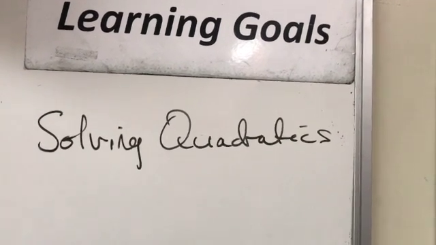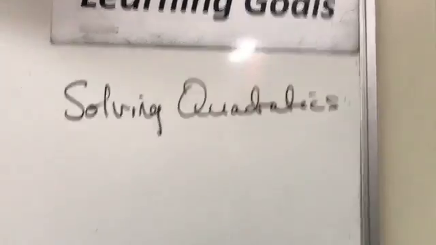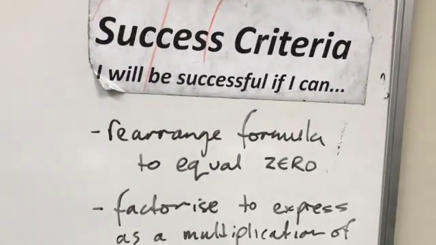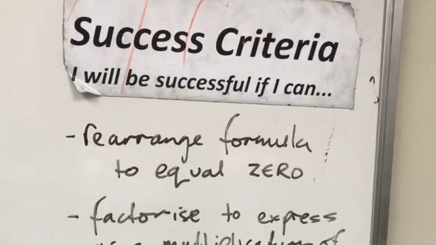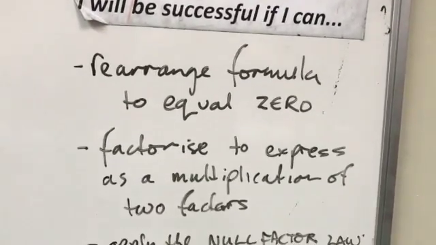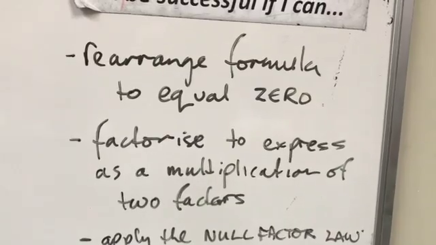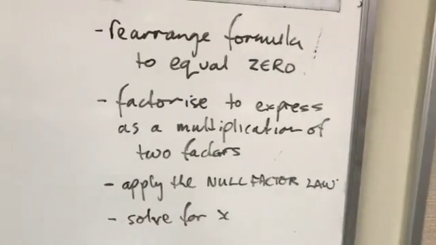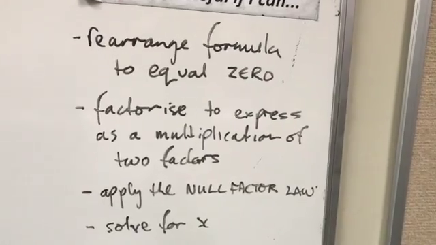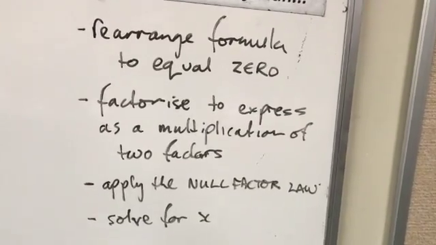Here's a video on Solving Quadratics, Chapter 8. When you're solving a quadratic, these are the steps that you need to go through. Make sure that the formula is equaling 0. Factorize the formula to express it as a multiplication. Use the null factor law and solve for x.